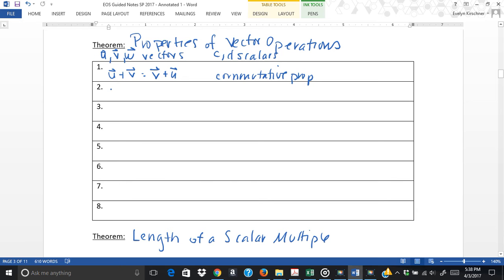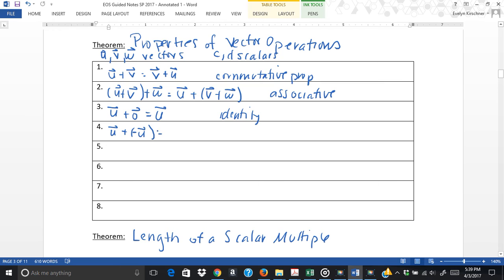I know that u plus v plus w is u plus v plus w. That's the associative property. I know that u plus that 0 vector, which has no size, is just u. That's an additive identity. I have additive inverse. If I add u and its negative, it equals a 0 vector. I have, if I multiply c times d times u, it's the same as c times d, and then multiply it by u, so scalars.